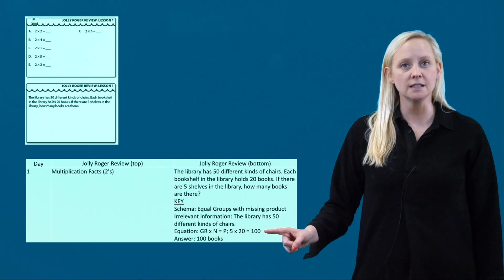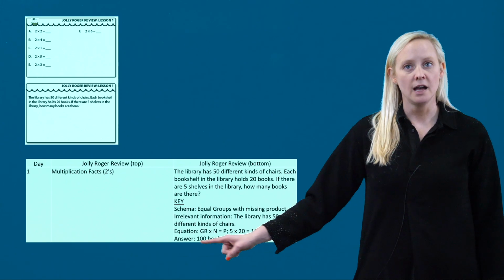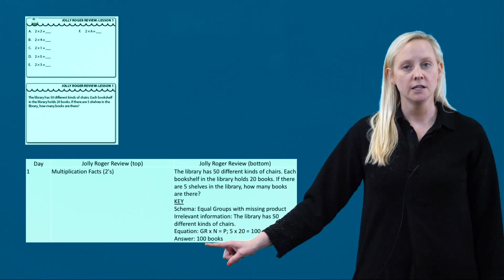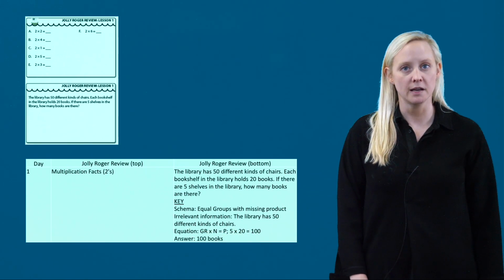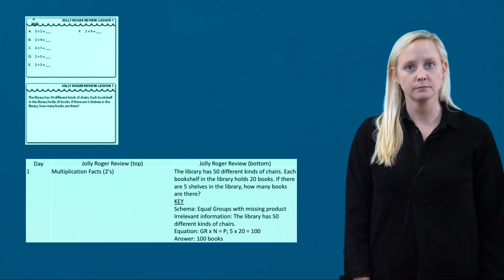And I've also listed when we plug in the numbers here. So you'll see the equation 5 times 20 equals 100. And I've also listed the answer here. So we have our number answer and our label answer. So we have a key for every Jolly Roger Review.